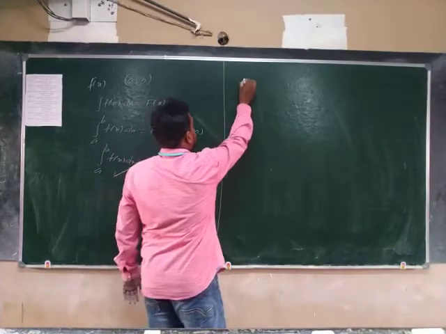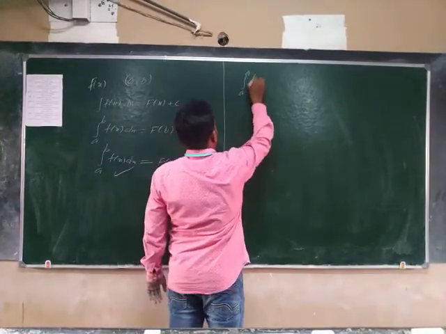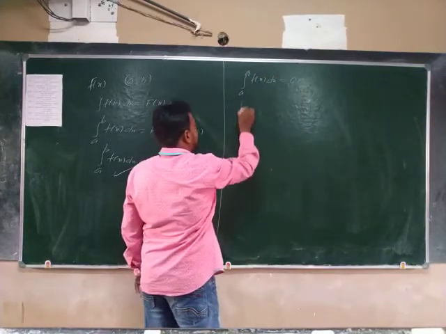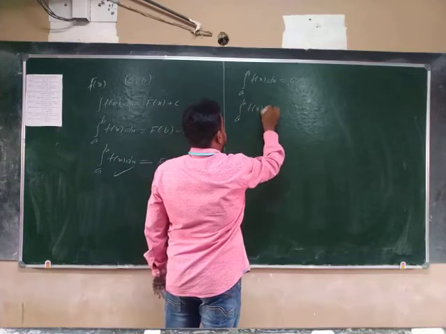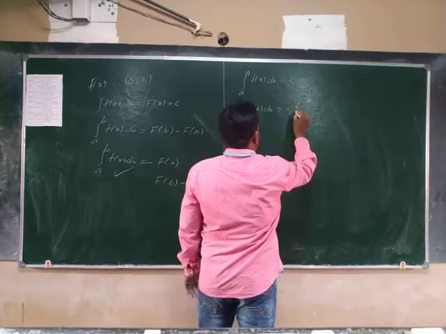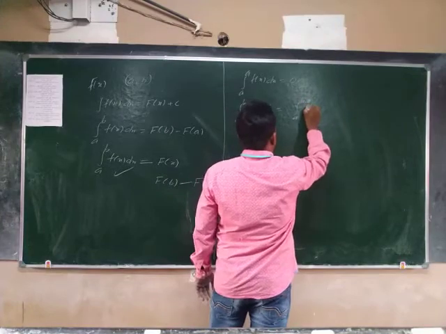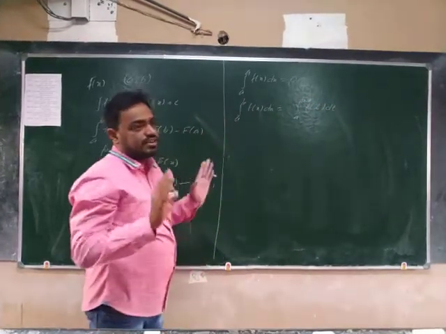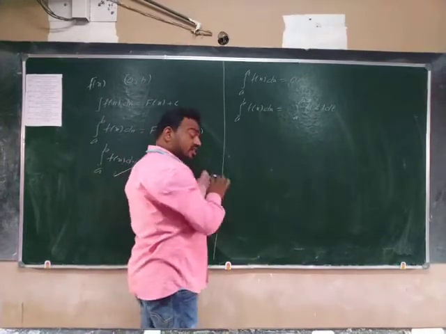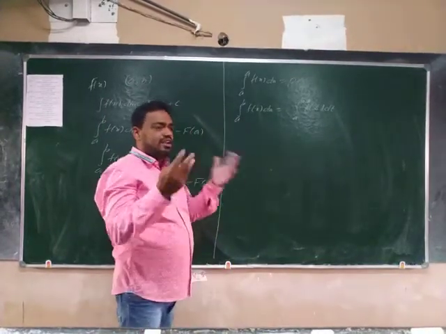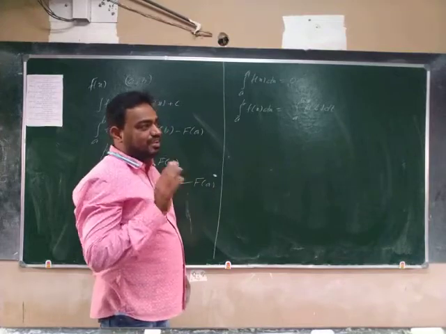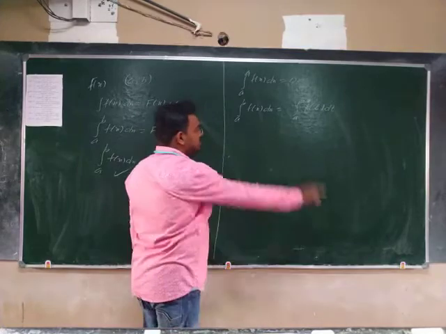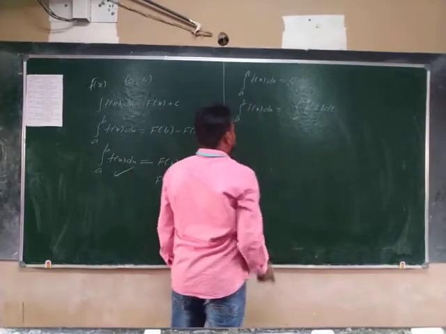Next, you see some important properties of the definite integral. First one: the integration from a to a of f of x dx is equal to 0. The integral from a to b of f of x dx is equal to the integral from a to b of f of t dt. That means the definite integral does not depend on the variable. After the integral, what are we getting? We are getting a real number only, not any variable function.